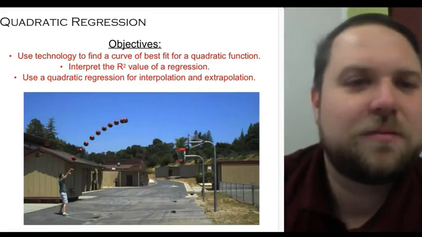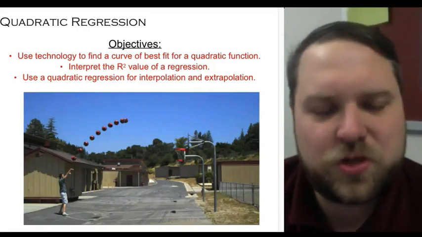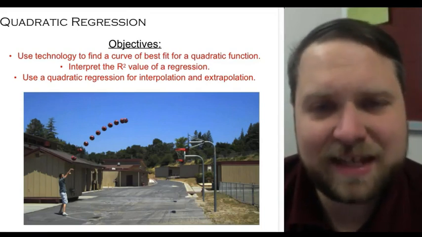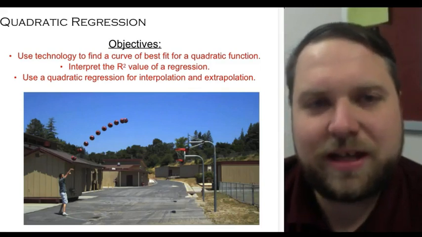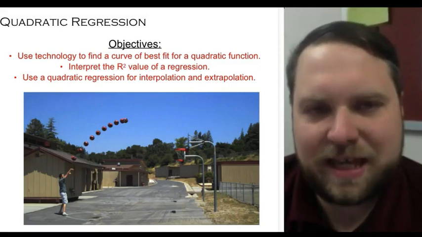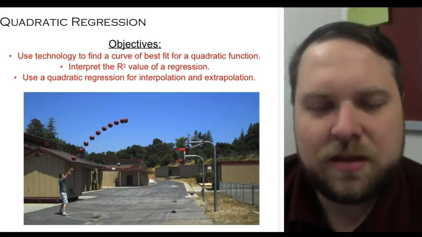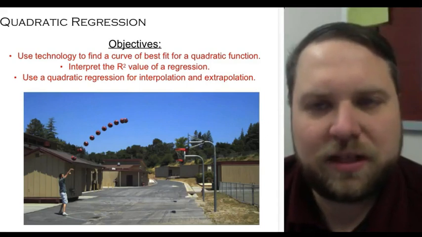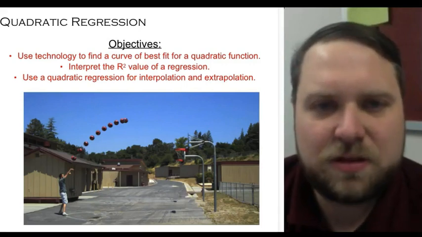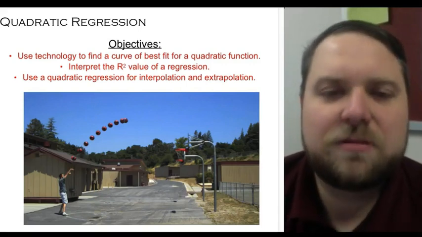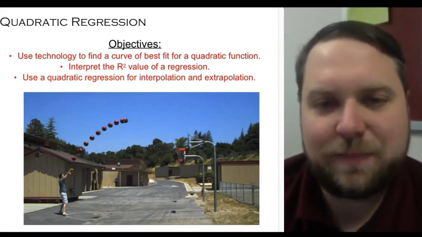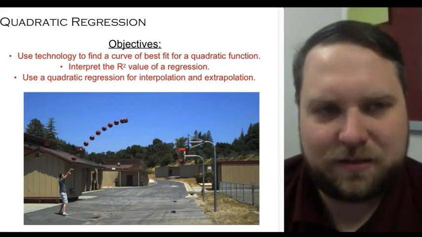Hey everyone, in this video we're going to look at something called quadratic regression. Quadratic regression is where we take a set of data and we create a quadratic equation that models that data. And we're going to use a TI-84 to create that equation. This is also going to give us something called a correlation coefficient, also called R squared, that tells us how good our regression is. And then we're going to use that regression equation to make some predictions, a process called interpolation or extrapolation, depending on where we're making our prediction.